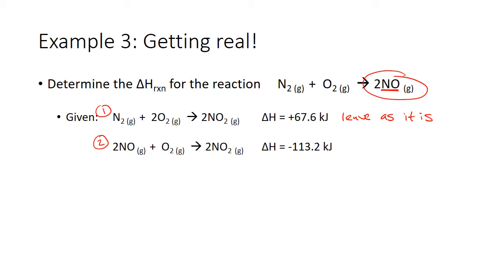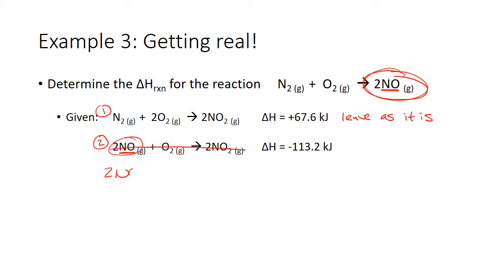You seen NO anywhere else? Right here, and that's written exactly as NO. We have the right quantity. We have 2 NOs and we want 2 NOs. But it's on the wrong side of the arrow, isn't it? So we're going to have to flip this around.